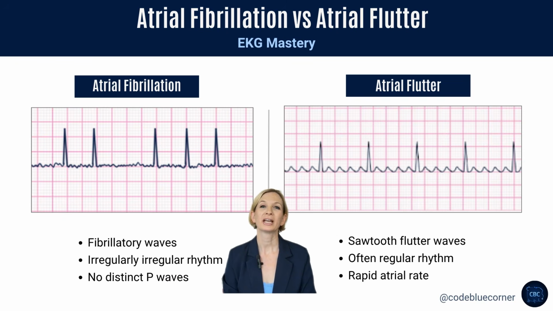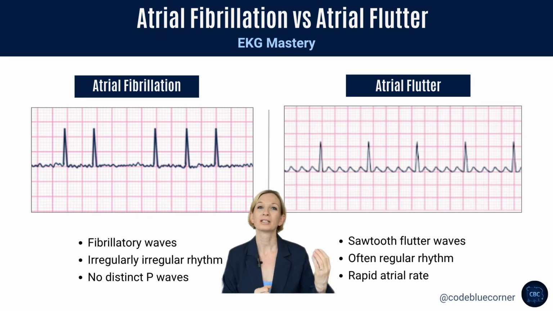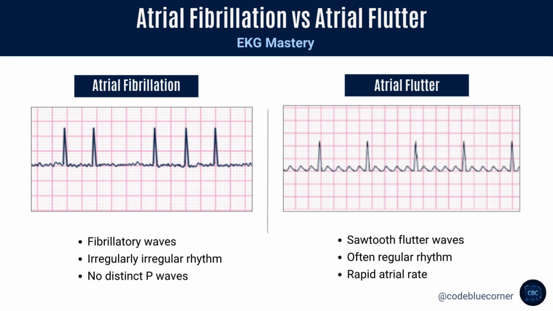Atrial fibrillation has a fibrillatory wave between the QRS complexes and no discernible P wave. It is an irregularly irregular rhythm. Atrial flutter is more organized and creates that sawtooth flutter wave. So remember, fibrillatory wave and irregular is A-Fib, sawtooth and regular is A-Flutter.